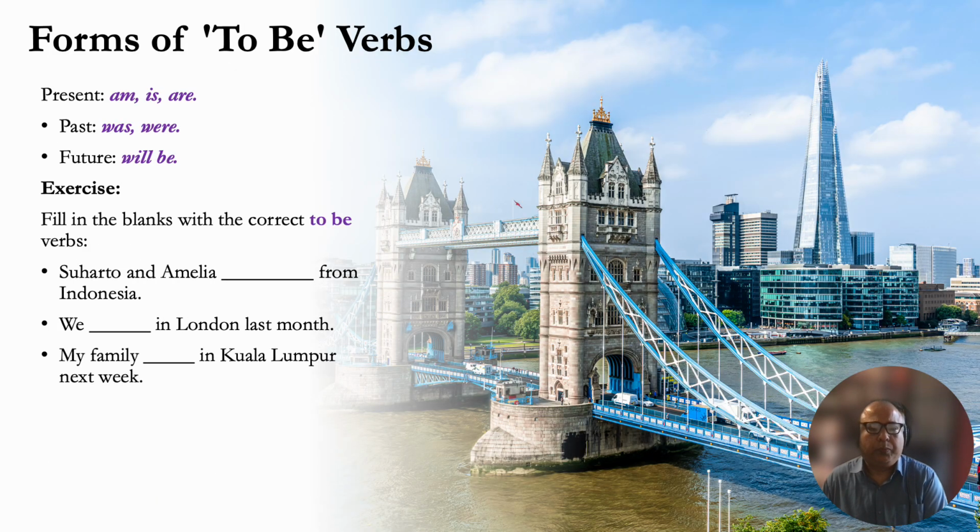Okay, so there are 3 types of verb tenses in English: present tense, past tense, and future tense. You may already know this. So present tense to be verbs are am, is, and are. Past tense was and were. And future tenses will be. So there are 3 sentences below with blank spaces. I need you to fill the blanks with the correct to be verbs.